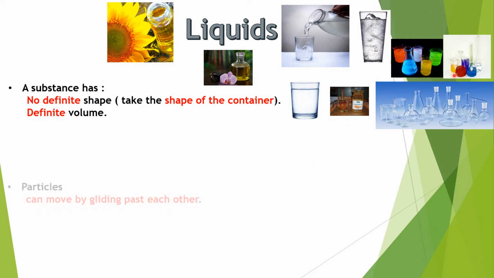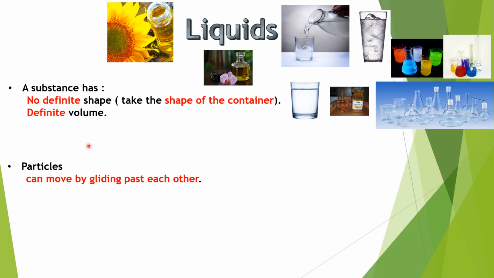Here also definite volume. So this volume is constant. When you pour it in many shapes, it takes the shape of the container, but the volume is constant. So liquids have no definite shape, take the shape of the container, and have definite volume.